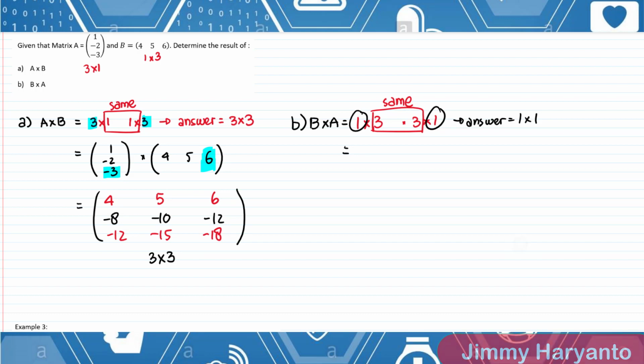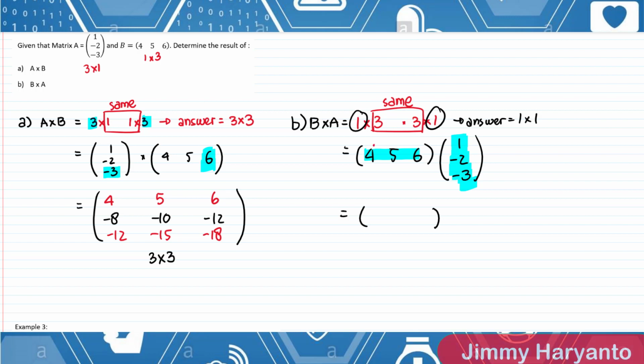Okay, so let's prove that our answer will be a 1 times 1 matrix. For B we have 4, 5, 6, and for A we have 1, -2, and -3. So you can multiply them using the rules. Yeah, the rule says row times column. The first row times the first column is only 1. We only have 1 row and 1 column, so we can only multiply them once.